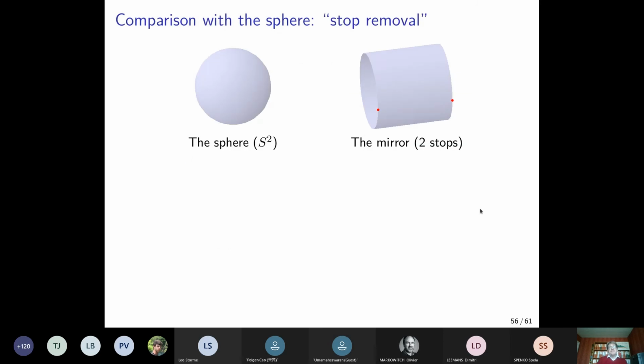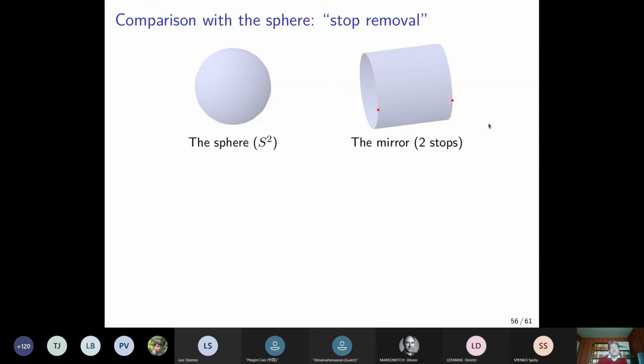And this is part of another important principle of homological mirror symmetry, which I think has only crystallized quite recently in the work of Ganatra, Pardon, and Shende, which is called stop removal.